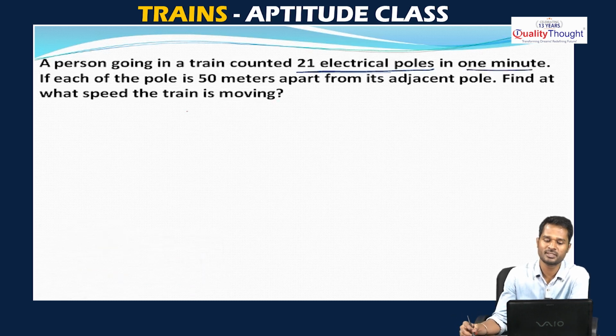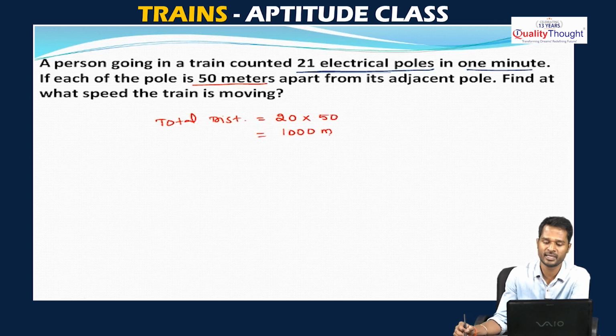Now see what the question is saying, between any two adjacent electric poles there is a distance of 50 meters. So the total distance is, see, 21 electric poles means there will be 20 gaps and each gap space is 50 meters. So the total distance is 1000 meters.